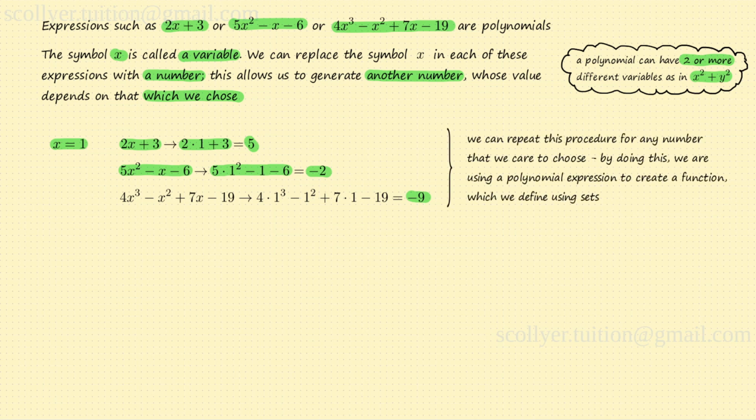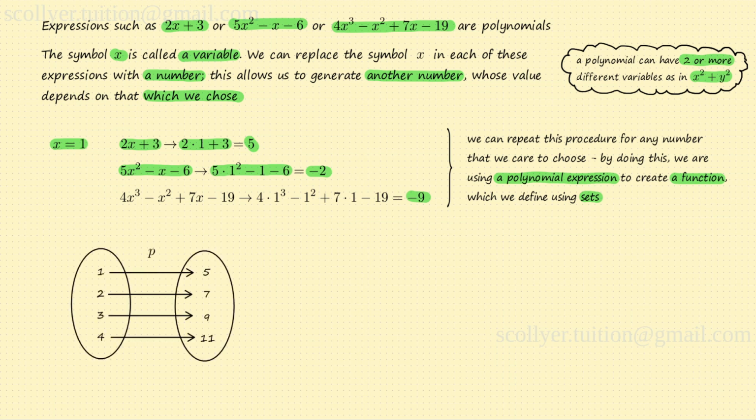And of course, a similar thing happens with the final cubic expression, and that eventually evaluates to minus 9. Now, this procedure allows us to choose a number and to associate that number with another number generated by a formula. In short, we are using a polynomial expression to create a function, and to talk about such functions properly, we need to talk about the sets which we use to define them.